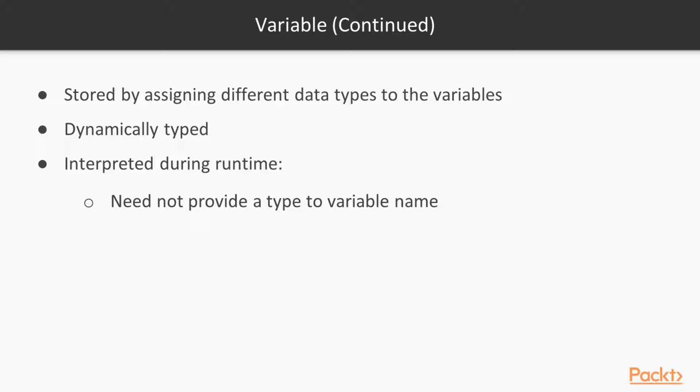Python variables are usually dynamically typed. That is, the type of the variable is interpreted during runtime and you need not specifically provide a type to the variable name, unlike what other programming languages require.